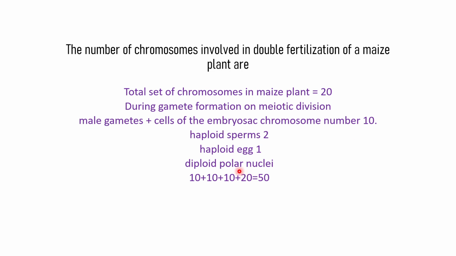Let me again revise how we got this 50. Haploid male gametes, 2. So 10 plus 10 here. Then haploid egg again, 10 chromosomes. So 20 and this 10, 30, plus diploid polar nuclei, again 20 because it's diploid. So when you add them all, you get 50 chromosomes. The number of chromosomes involved in double fertilization of a maize plant is 50.